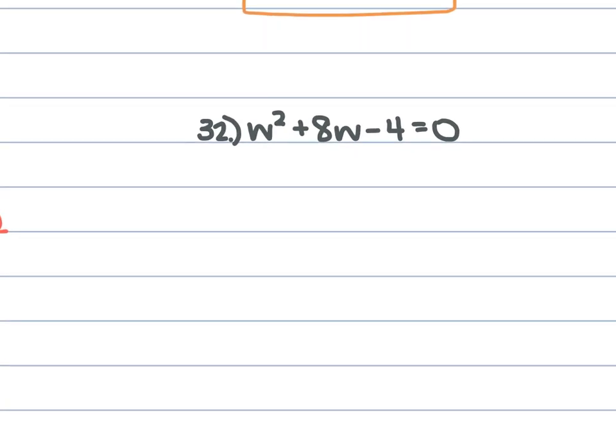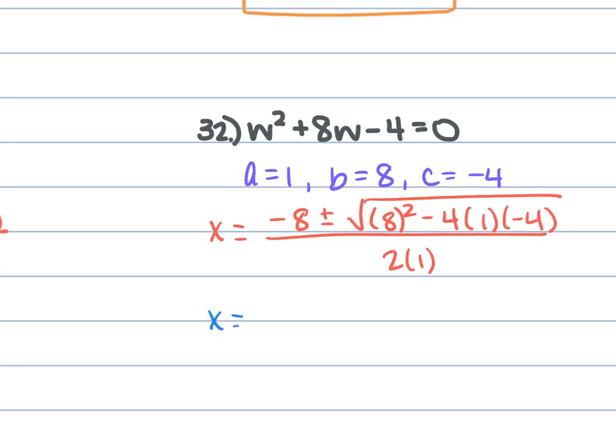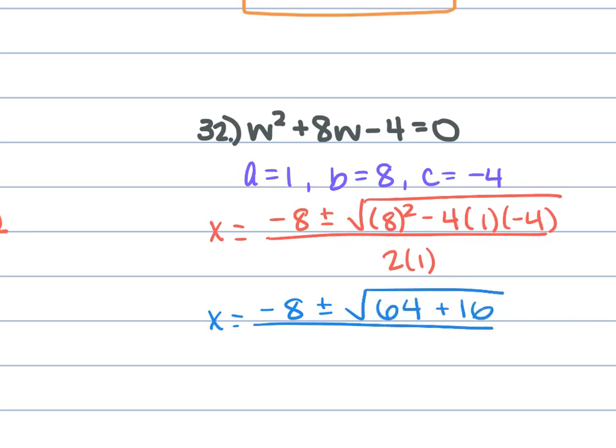For 32, we have w squared plus 8w minus 4. So our A is 1, our B is 8, and our C is negative 4. So x is equal to negative 8 plus or minus the square root of 8 squared minus 4 times 1 times negative 4 all over 2 times 1. Simplifying this, we have x is equal to negative 8 plus or minus the square root of 64 plus 16 all over 2.